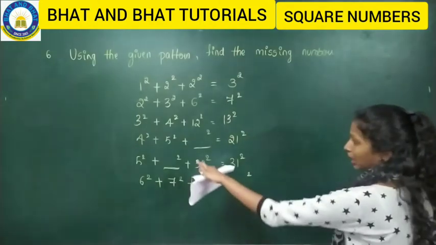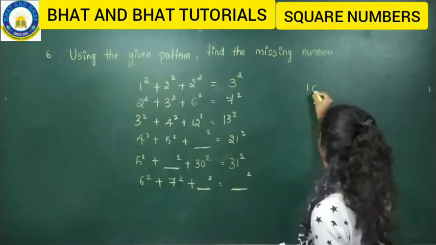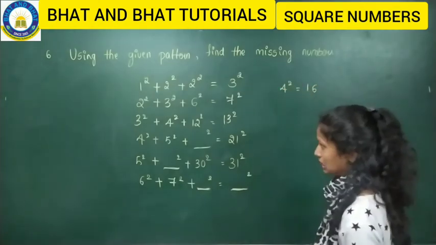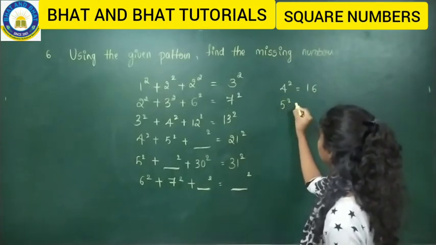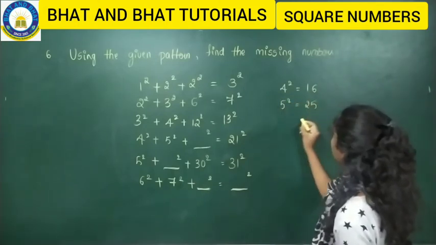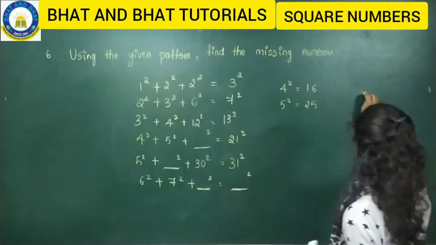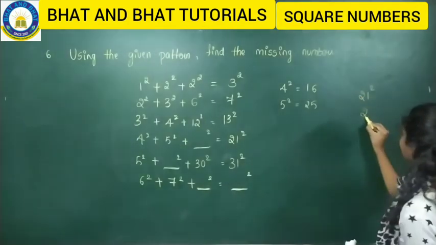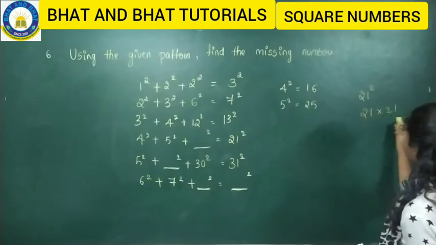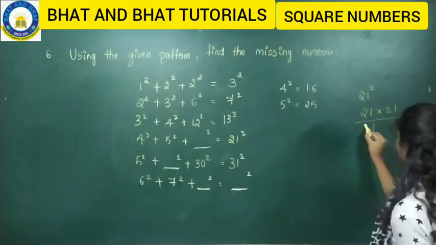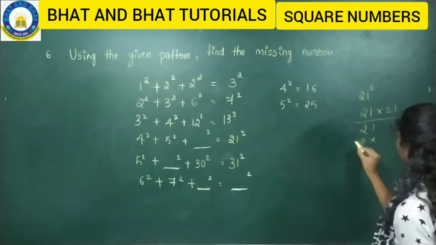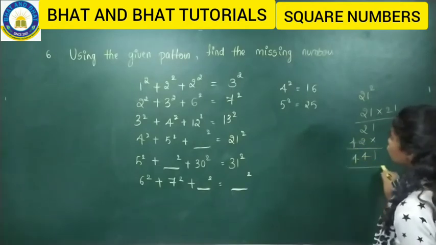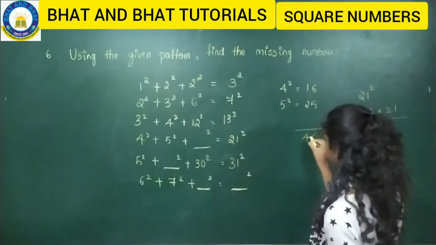Okay. So there it is, 4 square. That is 16. So 4 square is equal to 16. 5 square is equal to 25, and which gives you 21 square. So what is 21 square now? 21 into 21. 1 1s are 1, 1 2s are 2, 2 1s are 2, 2 2s are 4. So 1 4 4. So 441 it should be.